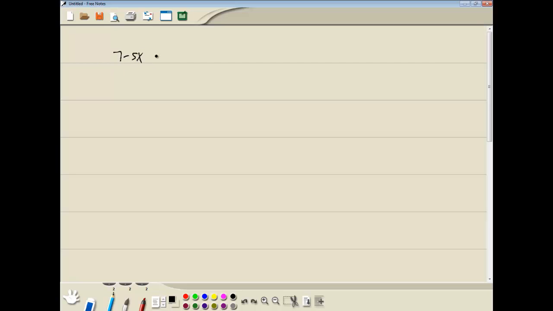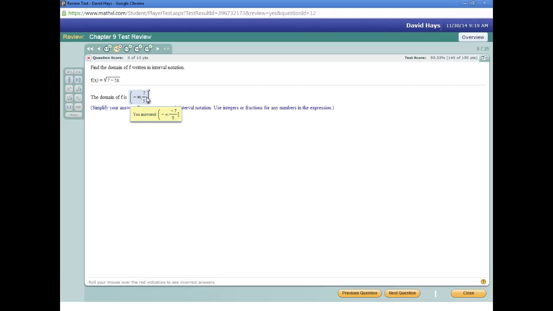Okay, 7 minus 5x. Find domain. So you set it greater than or equal to 0. Okay, take the 7 over. Becomes a negative 7. Divide both sides by the number in front of your x, negative 5. It becomes less than or equal to, so you got x is less than or equal to 7/5. And I put a negative. I'm pretty sure I had a negative on there too. That was just a mistake on my part. So anyway, been nice if I'd finished with 100%, but oh well.